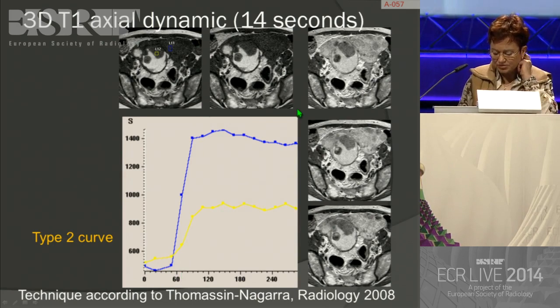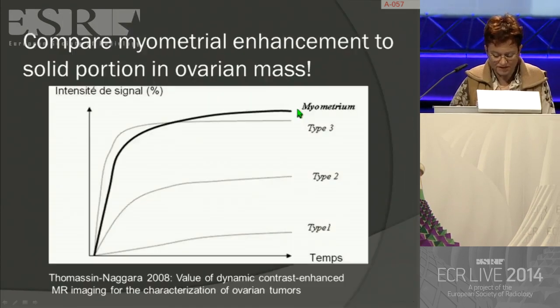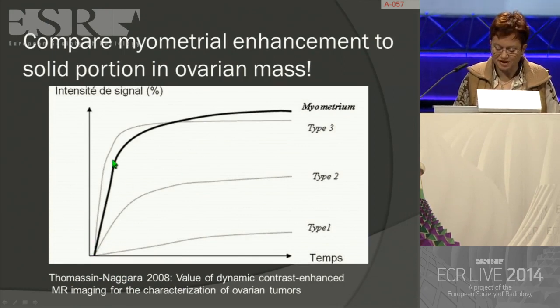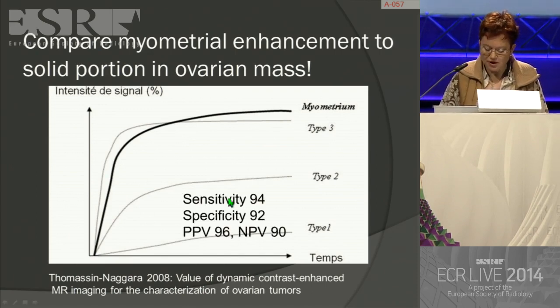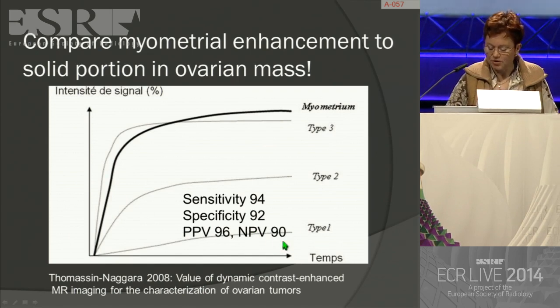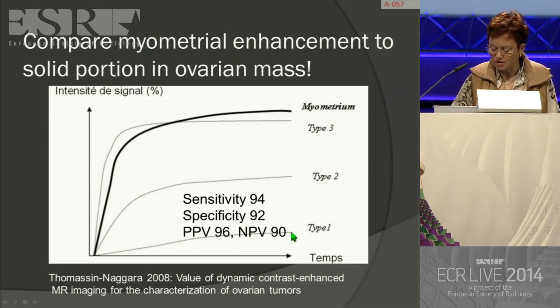This technique had been published by Isabelle Thomassin-Naggara in Radiology in 2008, where she shows that type 2 and type 3 curves are very sensitive for detection of cancer. The sensitivity is 94%, specificity 92%, and the negative predictive value is 90%. So a type 1 curve would be typical for cystadenofibroma or fibroma of the ovaries, whereas those other curves are typical of either borderline or malignant tumors.